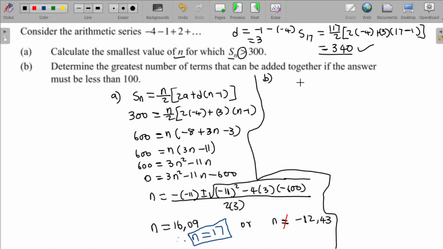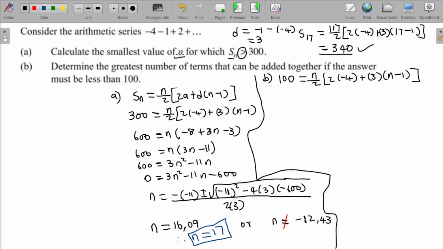they must be less than 100. Now, again, we're going to use this formula. Again, we're going to use the equal sign in this case. I'm not going to rewrite the formula now. I'm just going to start from here by substituting. We are using exactly the same series. So it's going to be 100 in this case is equal to n. Again, we're looking for n over 2, and then 2 times what is my a? It's negative 4. And then what is my difference? It's 3, and then n minus 1.